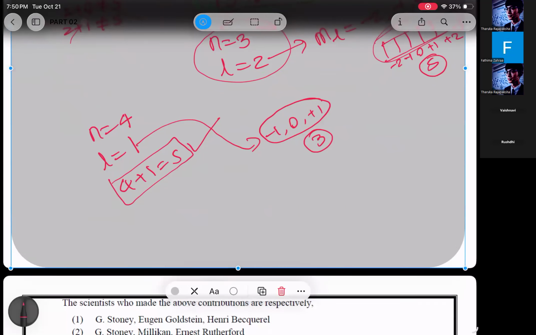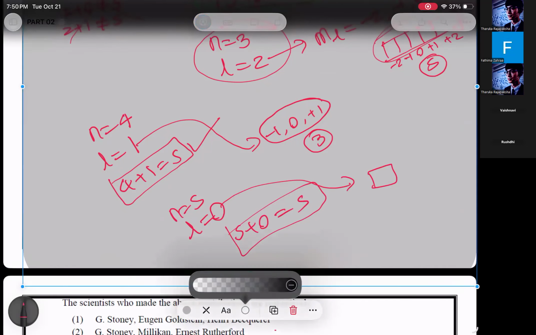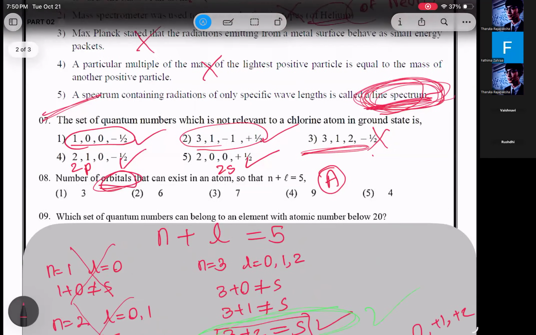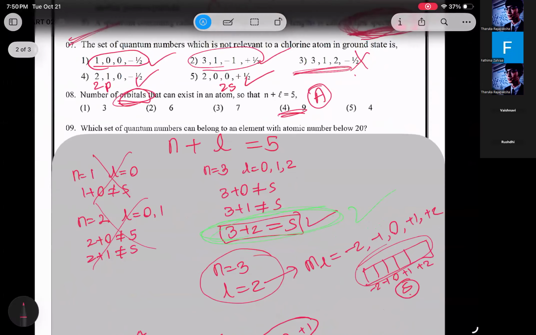ඊළඟට n equals 5 also possible නේ. n equals 5 and l equals 0. This is also possible because 5 plus 0 is equal to 5. That one also can be taken. Now m sub l for 0 it can only be 0. Right? 1 orbital is there. So that means here 1. So altogether 5, 6, 7, 8, 9. උත්තරේ නම් හරි 9 තමයි. That explanation was a bit rough. Okay, answer is 9.